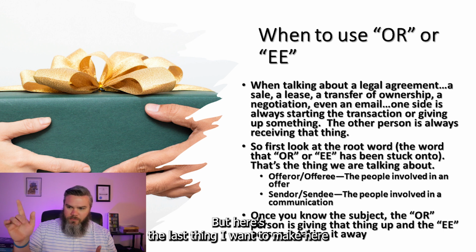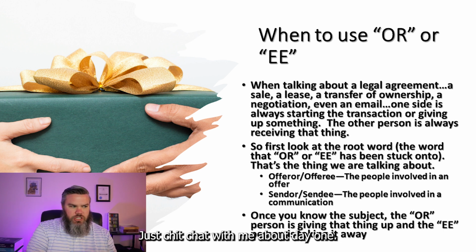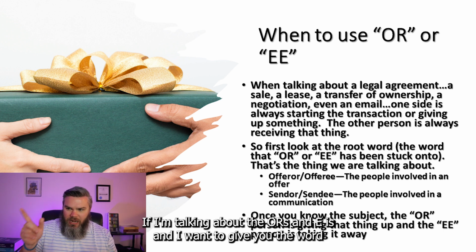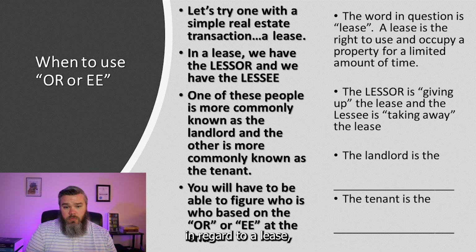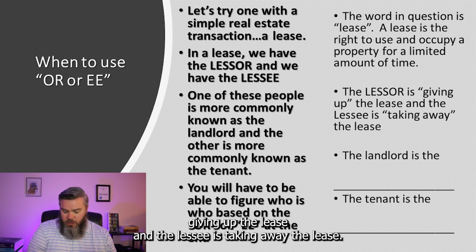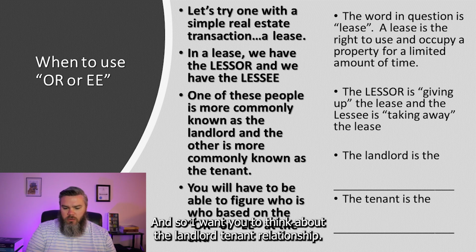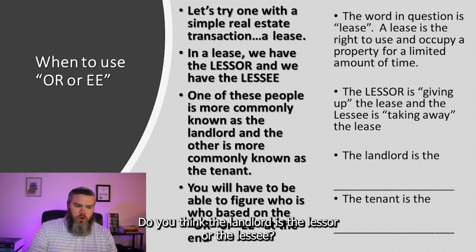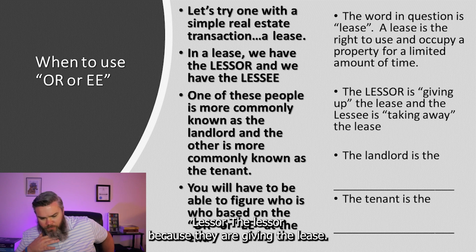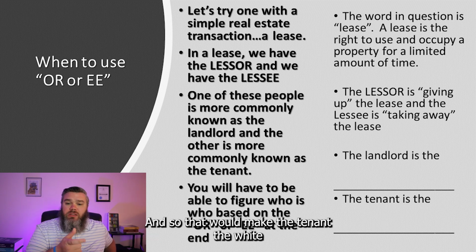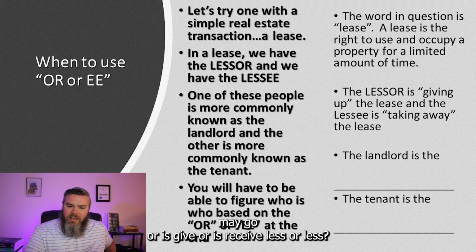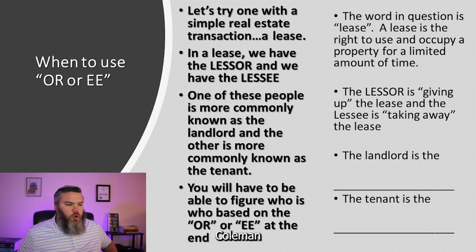But here's the last thing I want to make here before I give you an opportunity to chit-chat with me about day one. I want you to think about this, okay? If I'm talking about the ors and es, and I was to give you the word in regard to a lease, lessor is giving up the lease, and the lessee is taking the lease. So think about the landlord-tenant relationship. Do you think the landlord is the lessor or the lessee? The lessor. Because they are giving the lease. And so that would make the tenant the what? Lessee. There you go. Or is give, e is receive. Lessor, lessee. What you got, Coleman?